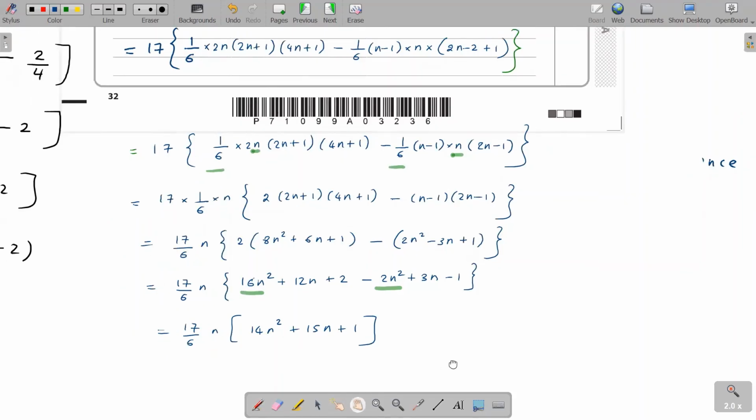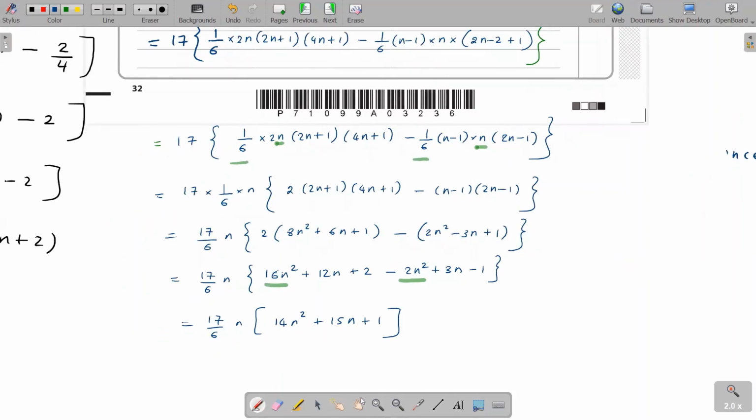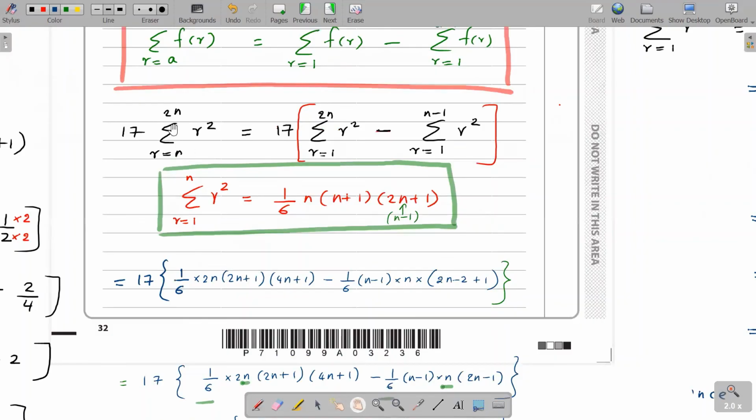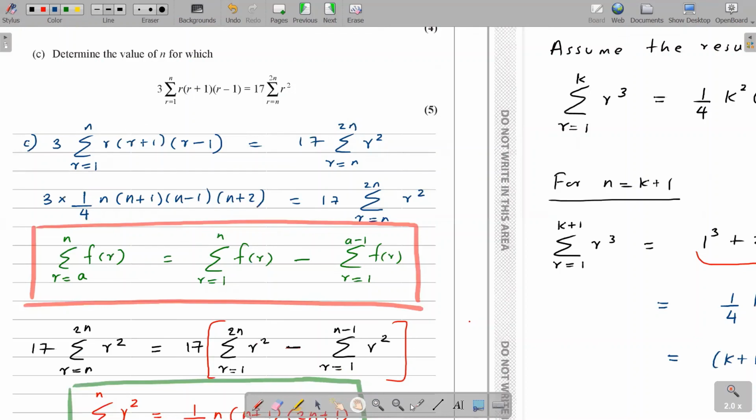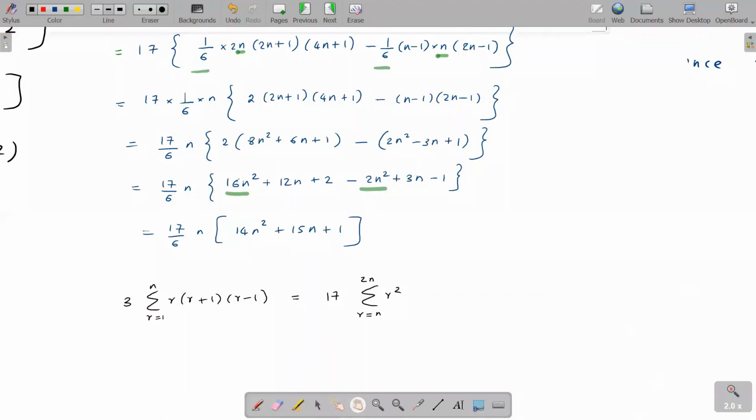Okay, so what is the answer that I got here? This is the summation of r square from n to 2n. I got the summation of 17 times r square from n to 2n. Okay, so shall we substitute the value into the equation? So let's substitute. I'm supposed to find the answer for this, right? Okay, so let's write it down. Okay, so this is the question. So let's simplify and let's input the values now.